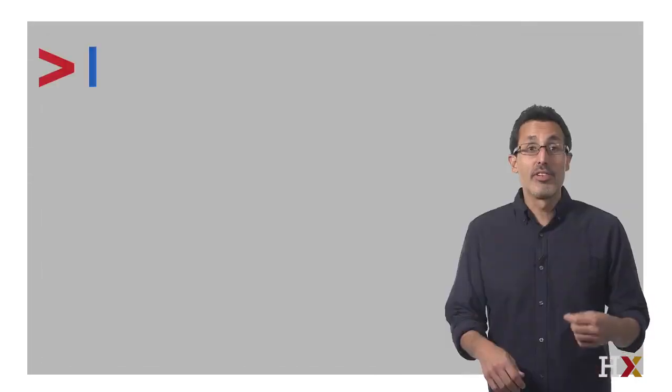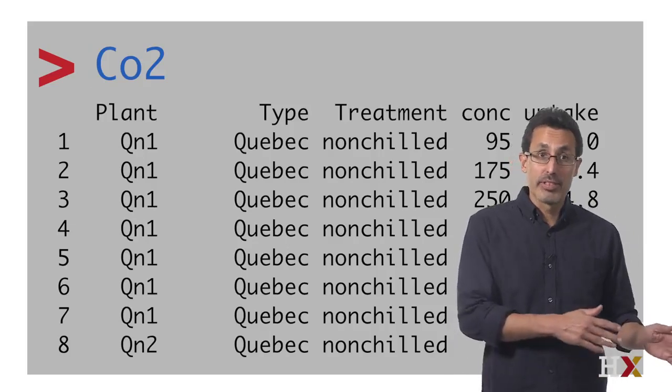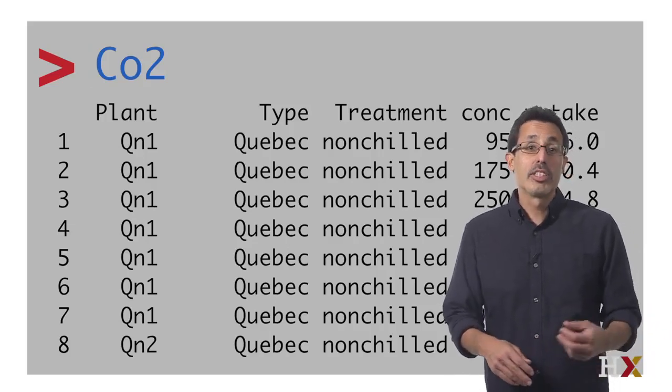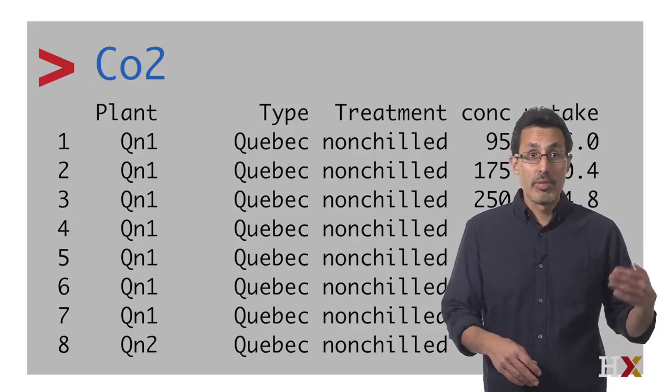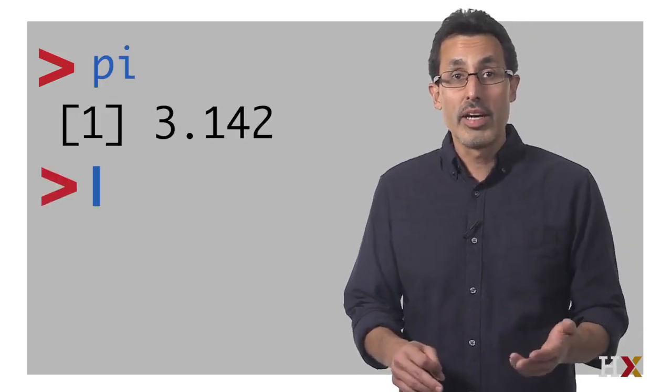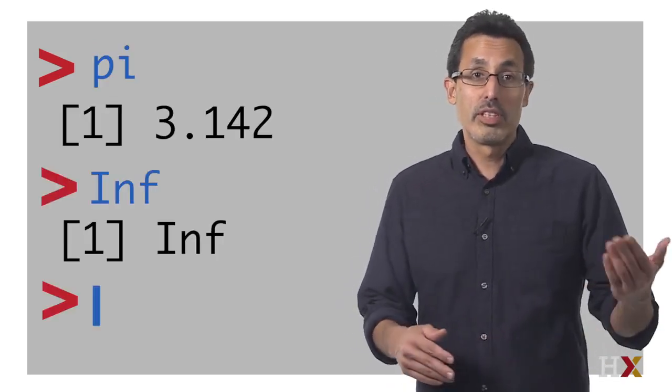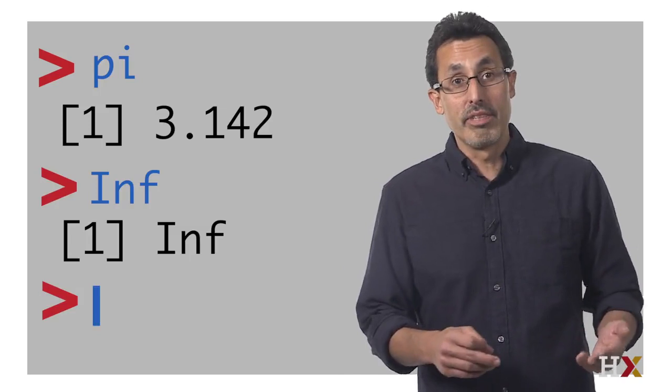For example, if you type CO2, one of the pre-built data objects, you will see CO2 measurements from a particular measurement station. There are also other mathematical objects that are pre-built, such as the constant for pi and the infinity number. You can see them by typing pi or typing Inf.